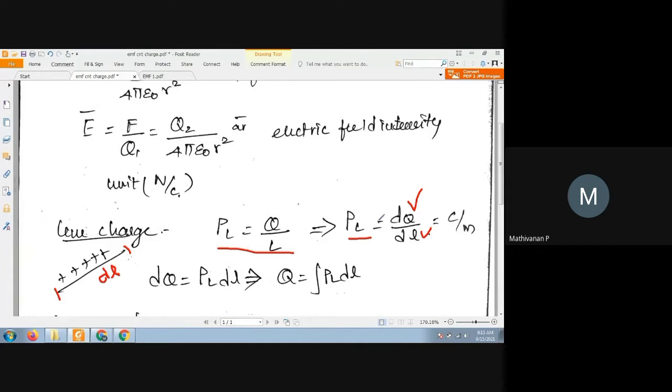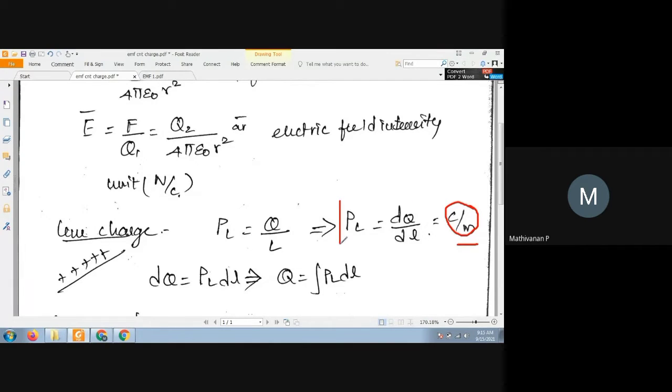So what will be the unit of this particular line charge density? What will be the unit for the charge? Coulomb. What will be the unit for length? Meters. Coulomb per meter will be the unit for your line charge density. That is what the unit for your line charge density written over here.